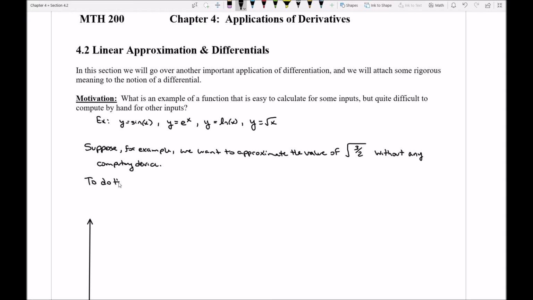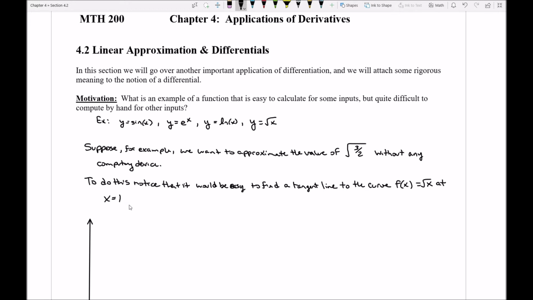So I'll say, to do this, notice that it would be easy to find a tangent line to the curve f of x equals the square root of x at x equals 1.